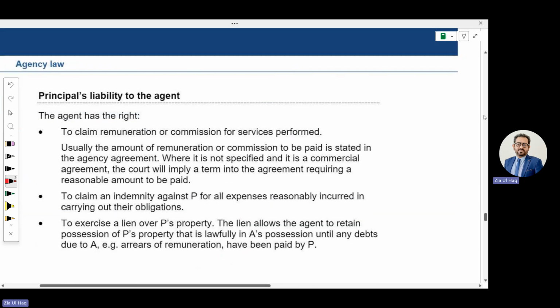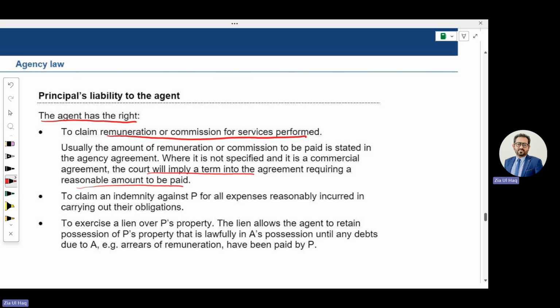What are the principal's liabilities to the agent? The agent has the right; what can he recover from the principal? He can recover from the principal whatever remuneration or commission is agreed between them. Usually the amount of remuneration or commission to be paid is stated in the agency agreement. Where it is not specified and it is a commercial agreement, the court will imply a term into the agreement requiring a reasonable amount to be paid, according to industry norms.